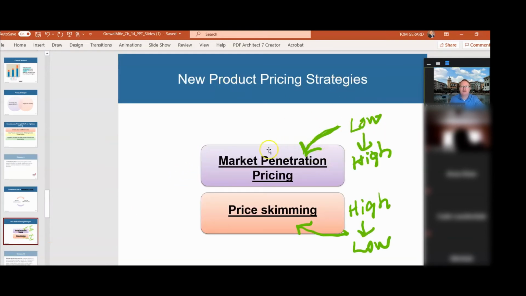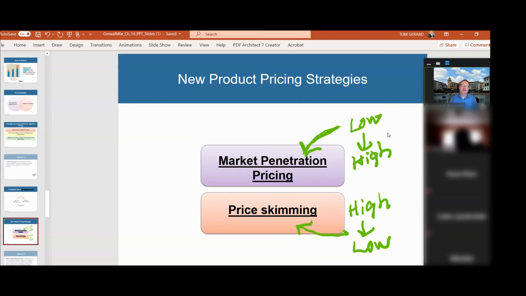New prices. Penetration is one we talked about with the video games. Market penetration pricing means that when I come out with a new product, the price is really low. I price it so low that nobody else can get into the market. Market penetration: I want to capture the market.